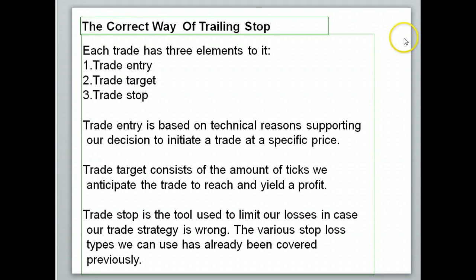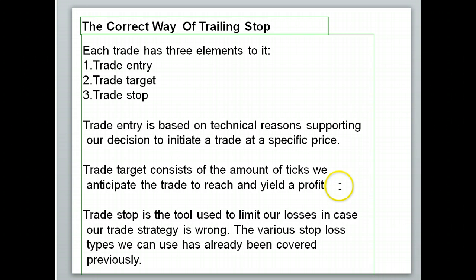Now, what is the correct way of trailing stop? Again, let's look at the details. Each trade has three elements to it: trade entry, trade target, trade stop. Trade entry is based on technical reasons supporting our decision to initiate a trade at a specific price. Pretty simple and straightforward.